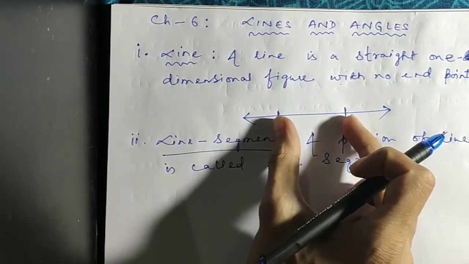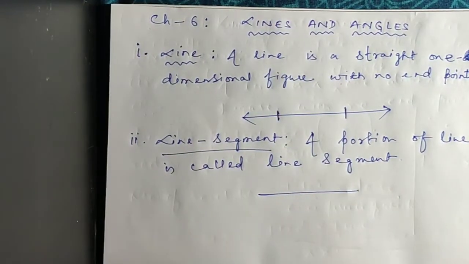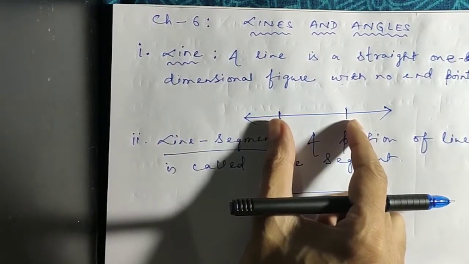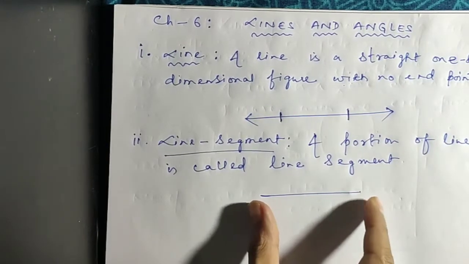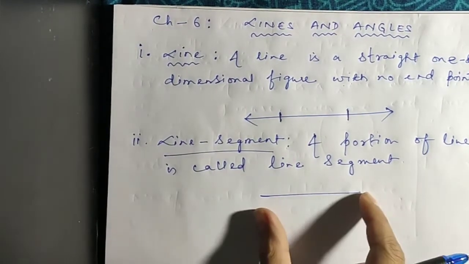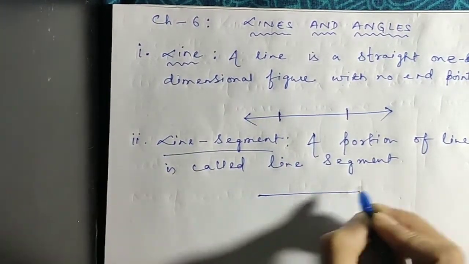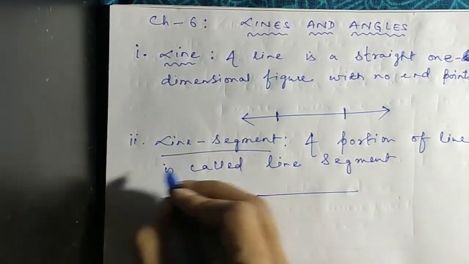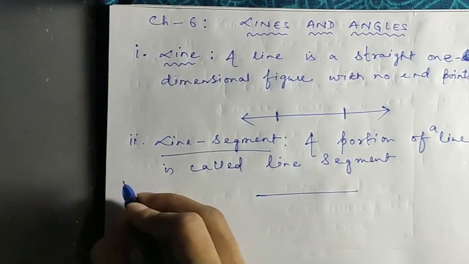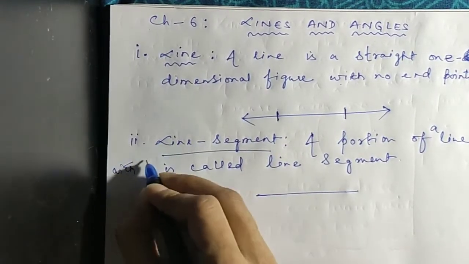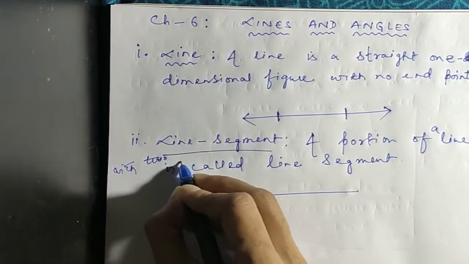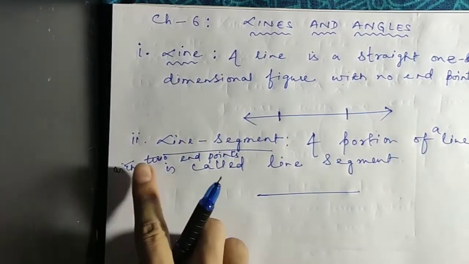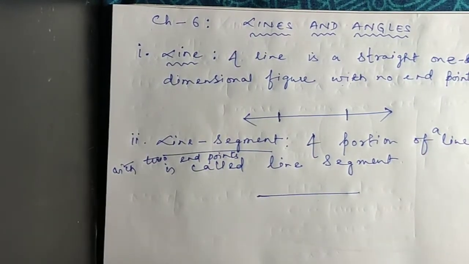So it has its definite length. From this line we have cut down 1 centimeter of a portion, and we have taken that one. This is called a line segment. So it has two endpoints. A portion of a line with two endpoints is called a line segment.